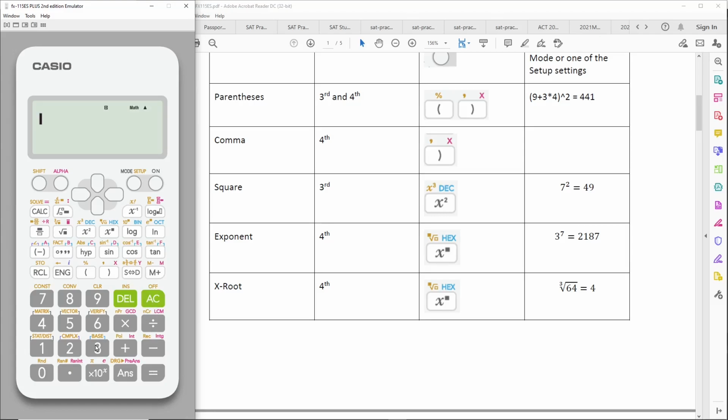Now if I wanted a higher root, I can do shift and this button. And I can put the third root in that spot. Use my arrows, the arrow underneath the radical. I can put in 64 and equal. So the third root of 64 is 4. So 4 times 4 times 4 is 64.